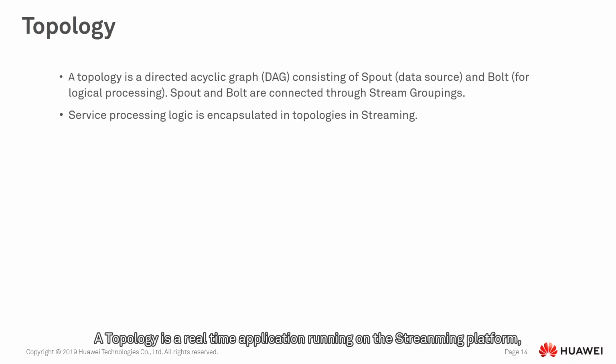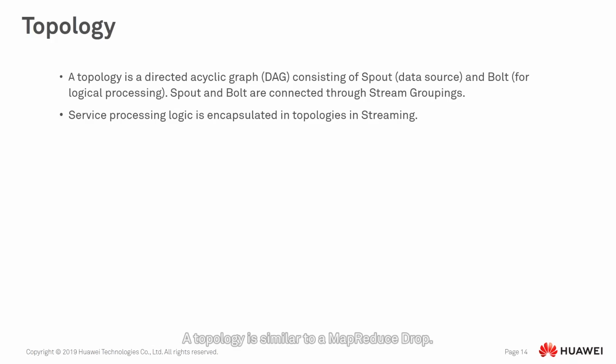A topology is a real-time application running on the streaming platform. It's a DAG composed of components. A topology can concurrently run on multiple machines. Each machine runs a part of the DAG. A topology is similar to a MapReduce job. The difference is that a topology is a resident program. Once started, a topology cannot stop unless it's manually terminated.